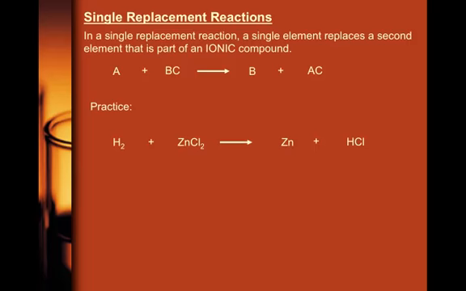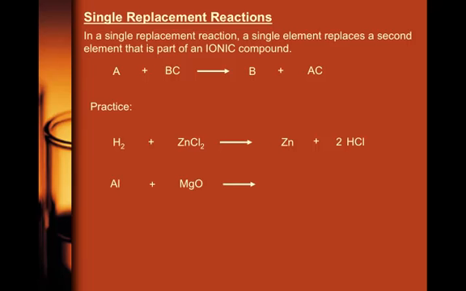To balance that, we have two hydrogens over here, so we'll come over here and put a 2 on the HCl. That would give us 2 chlorines as well, which is how many chlorines we have on this side, and we have 1 zinc and 1 zinc, so that one is balanced.